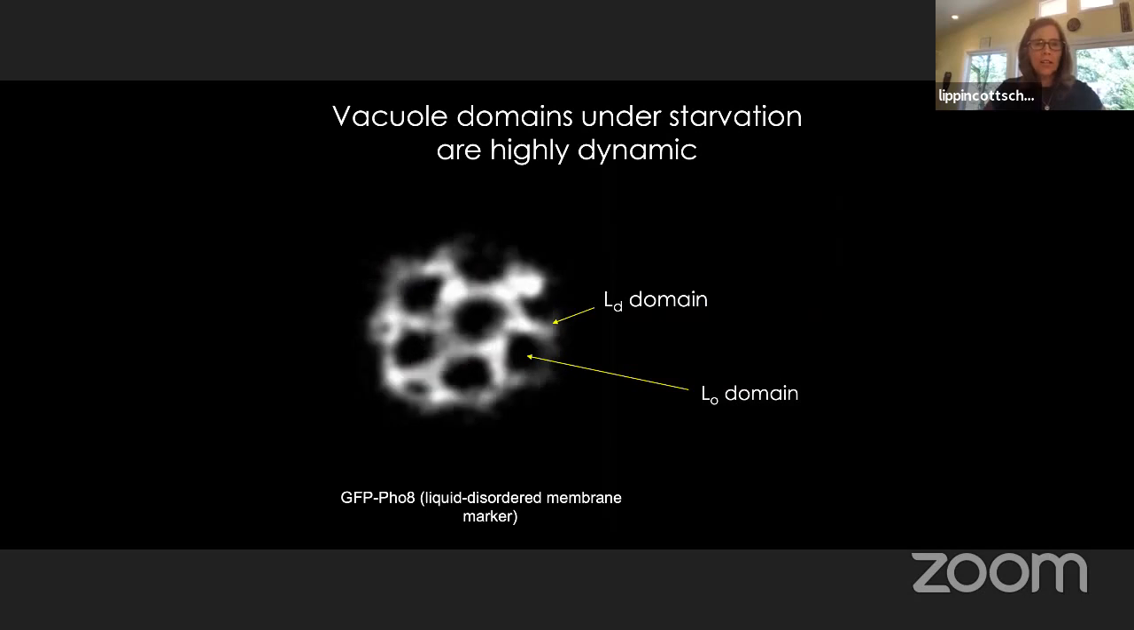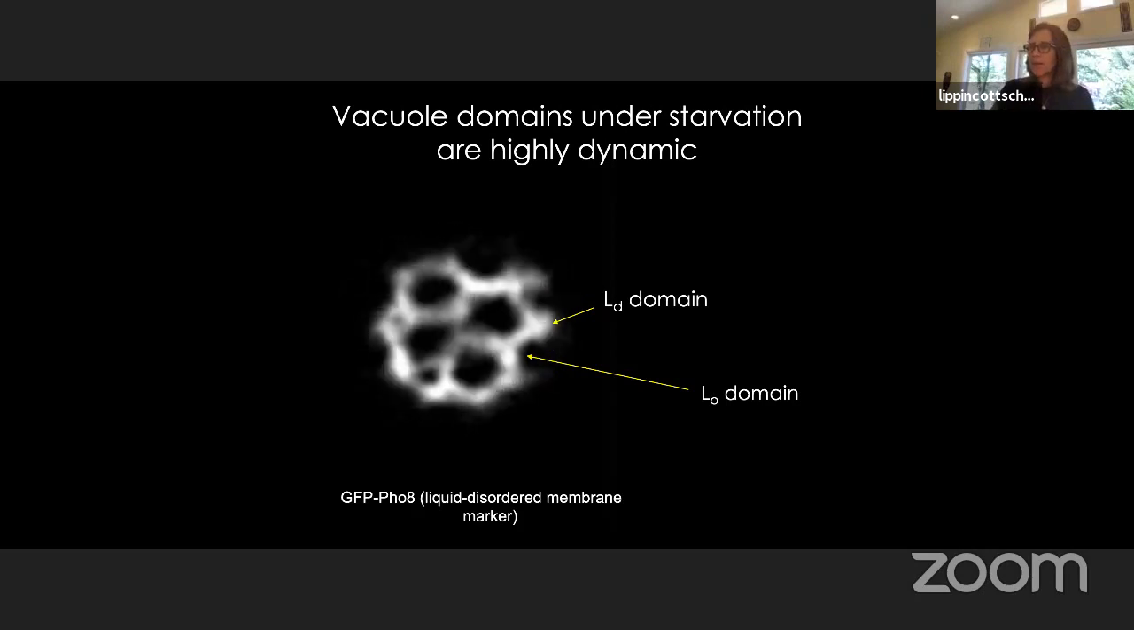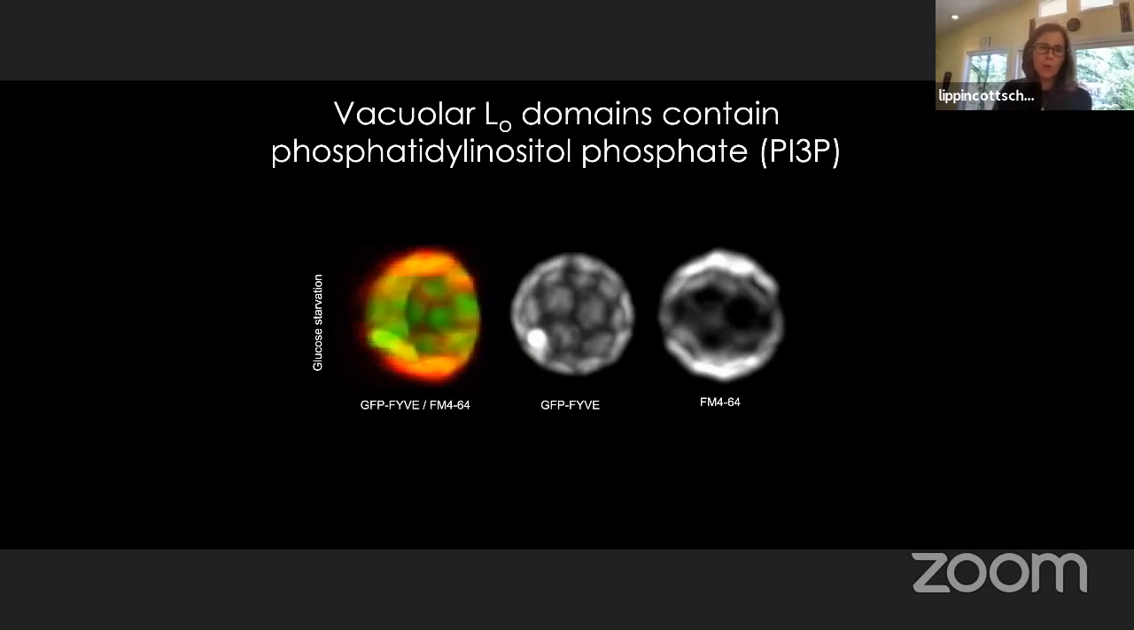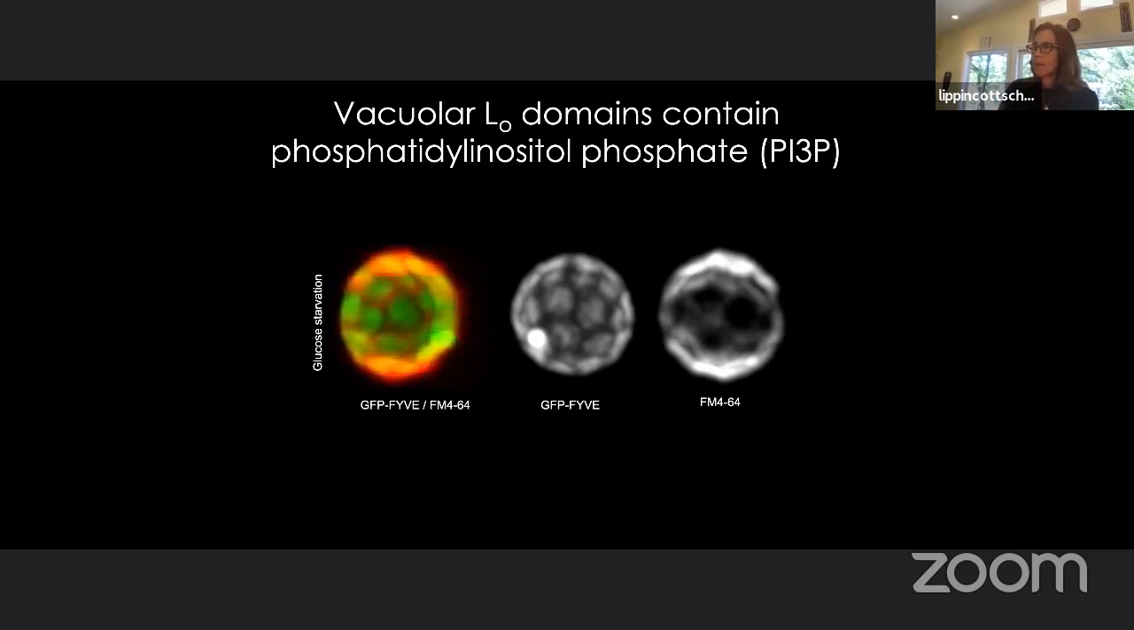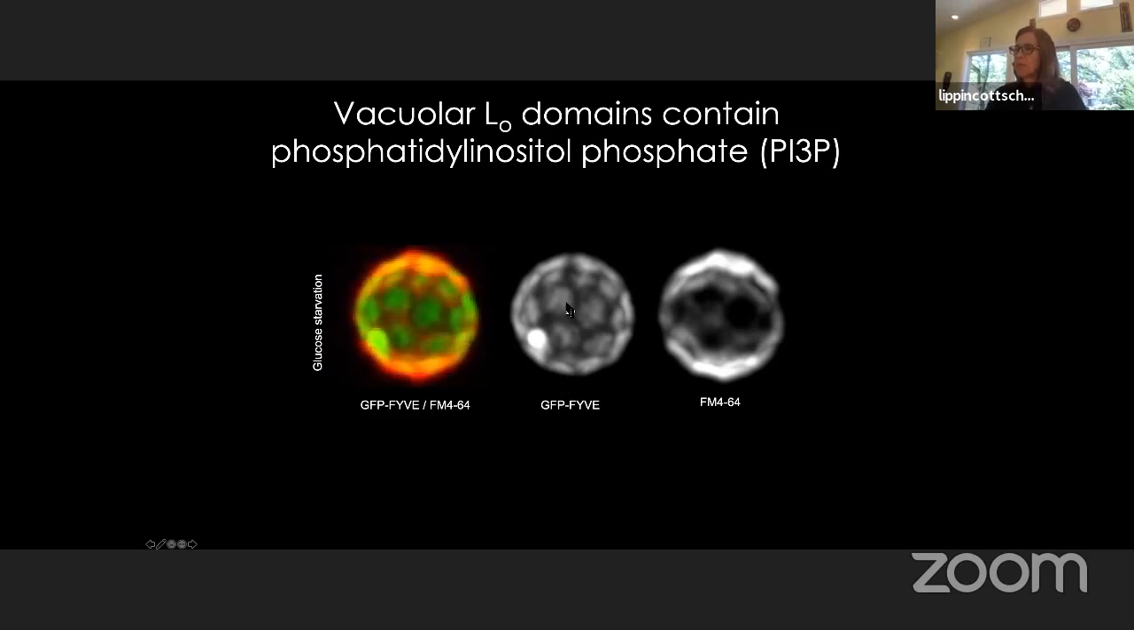These domains that we see are truly phase-separated domains. They're highly dynamic. They hold proteins that prefer being in ordered versus disordered domains. And this is just a movie showing that type of dynamism. These domains also are enriched, the ordered domains, that is, are enriched in PI3P. And you can see that here with this GFP5 domain probe that's enriched in the discontinuous ordered domains under glucose starvation. So the question is, how do these domains arise?